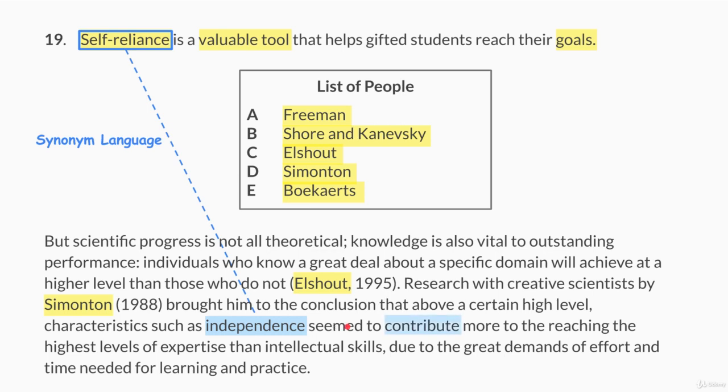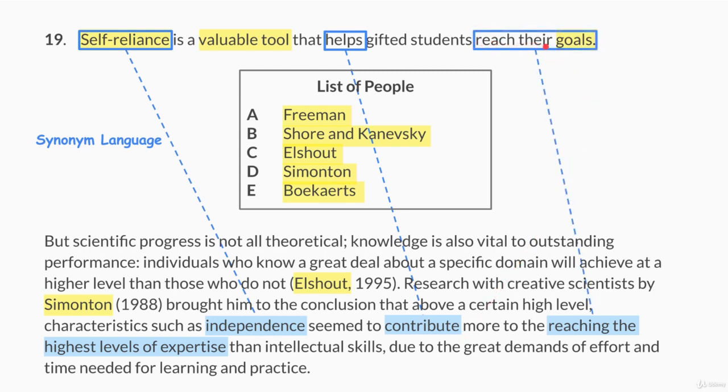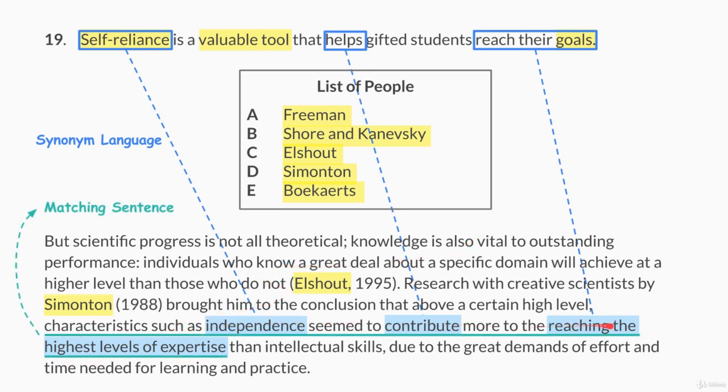Over here, you'll notice also that it says contribute. So contribute is synonym language for helps, and reaching the highest levels of expertise is synonym language for reach their goals. So this over here is our matching sentence. We have found a lot of keywords and synonym language right here, which show to us that the answer choice D, Simonton, is going to match up with question number 19. So the correct answer for number 19 is D, Simonton.